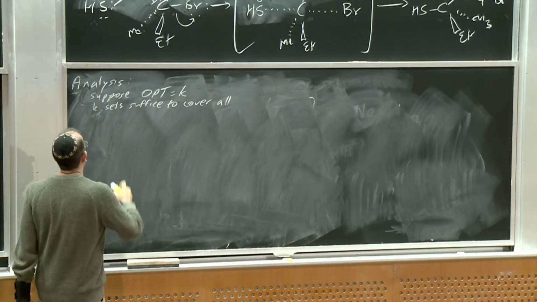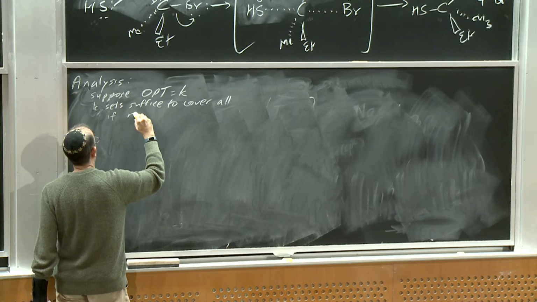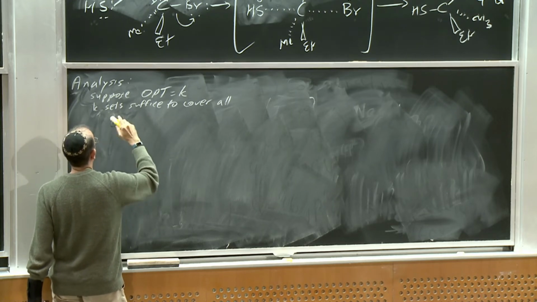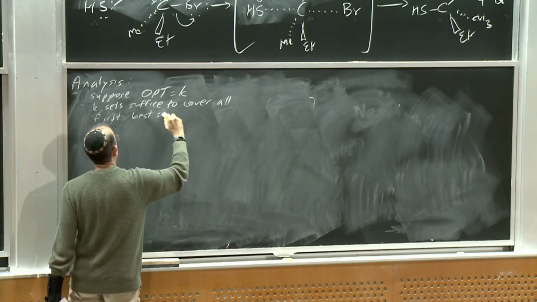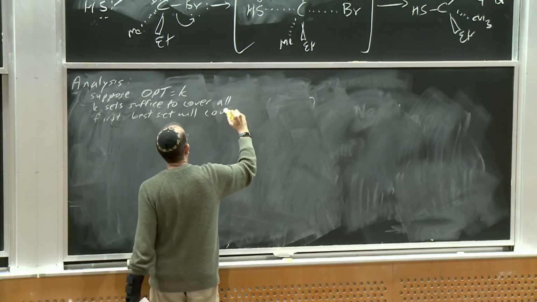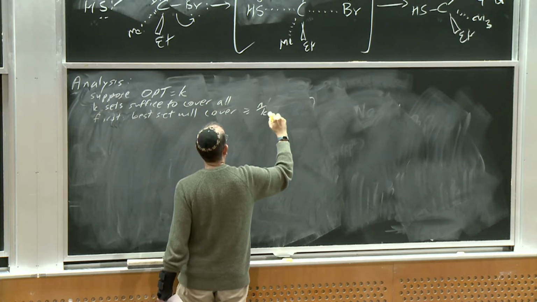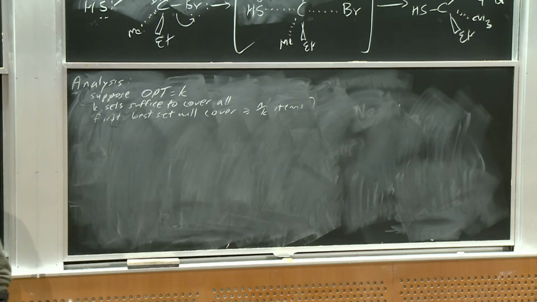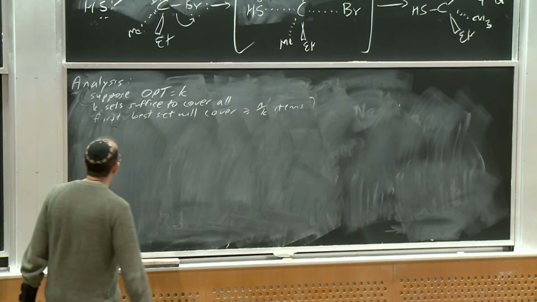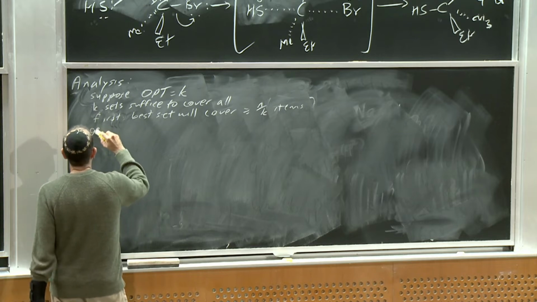And that means that the first best set will cover at least n over k items. Right? Just by an averaging argument. If the k sets together cover all the items, then one of the sets has to cover at least n over k of the items. Right? Okay, we can generalize this.